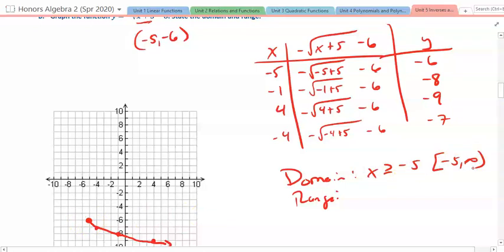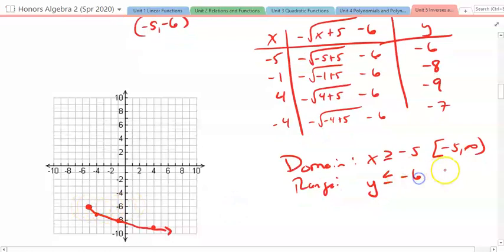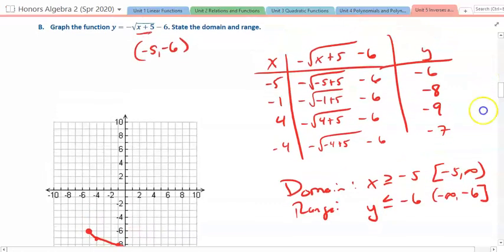Now the range is a little bit different because I'm not increasing, I'm not going up in this case. So my y is not going to be greater than or equal to, it's going to be less than or equal to. And where does it start for the y? It's less than or equal to -6. So it's going to be from -infinity to -6. Because remember, we always do interval notation from least to greatest. And so again, the -infinity would be our start, the -6 our end, from least to greatest. All right, so that's what we're looking at with those functions there.